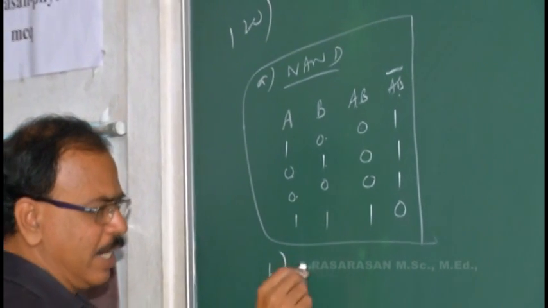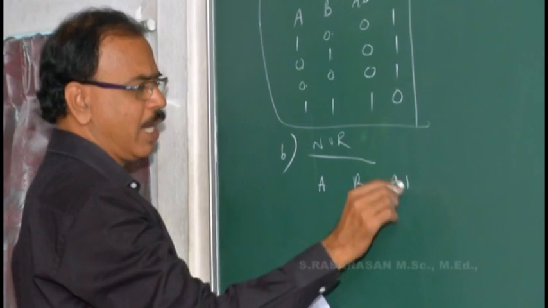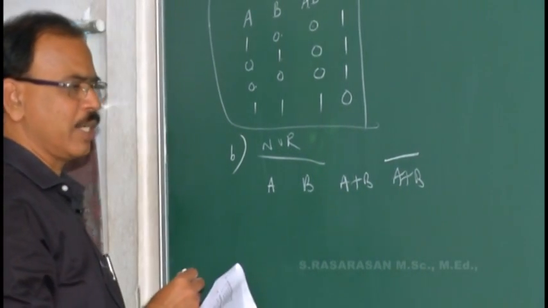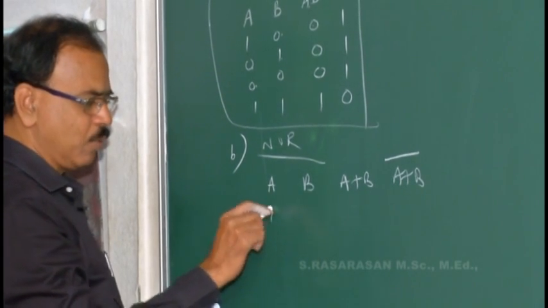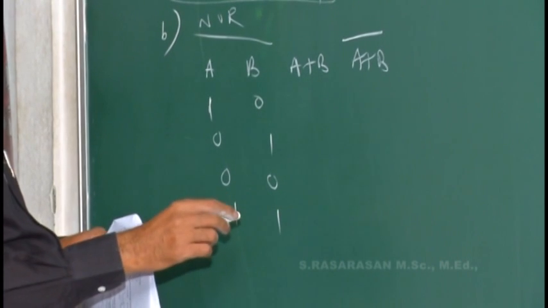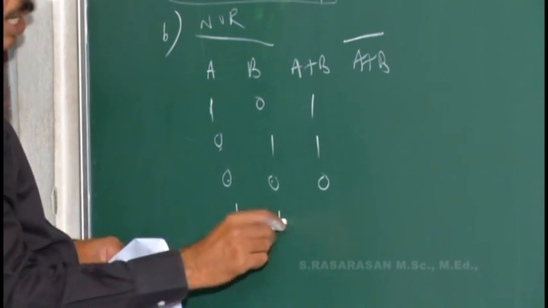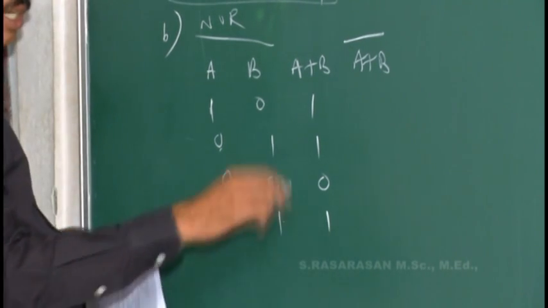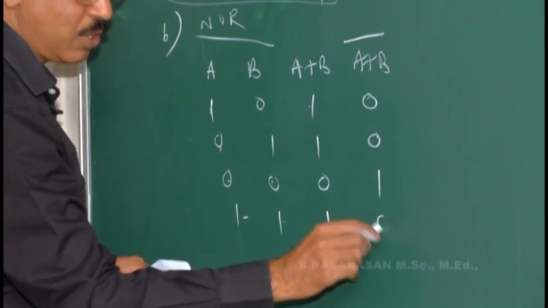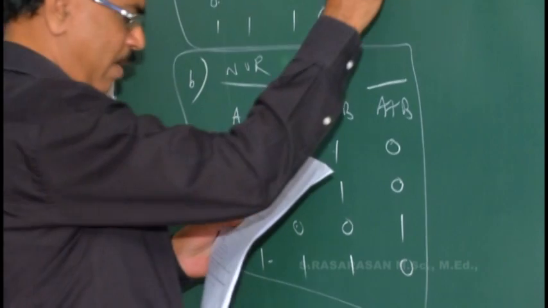Next, NOR gate. A is one input, B is one input, A or B is the OR function, and A or B, the whole complement, is the NOR function. So the inputs are 1 0, 0 1, 0 0, 1 1. 1 or 0 is 1, 0 or 1 is 1, 0 or 0 is 0, 1 or 1 is 1. The complement of 1 is 0, of 1 is 0, of 0 is 1, of 1 is 0. So this is for the NOR function. Another is XOR.